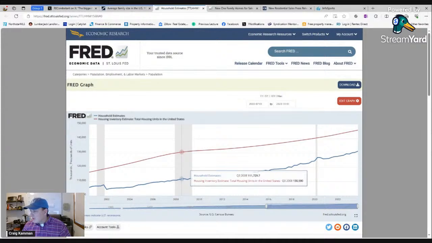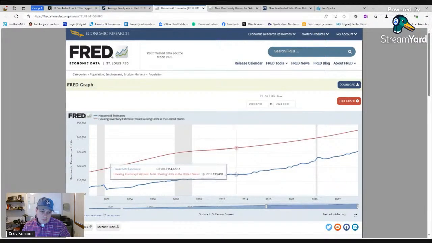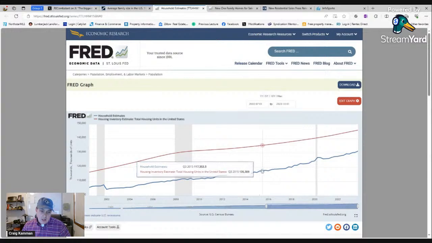131 housing units. But as you notice, this trend line just keeps getting narrower and narrower. So the number of housing units and the households get closer and closer. As that gets tighter and tighter, the demand for housing units goes up. So more people are competing for the same number of units.